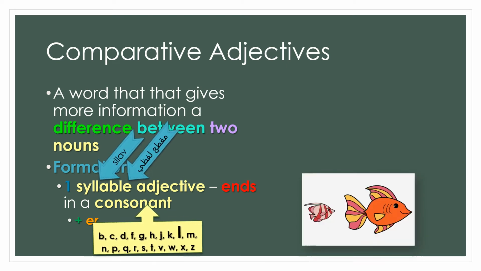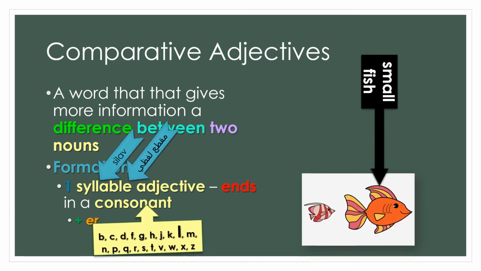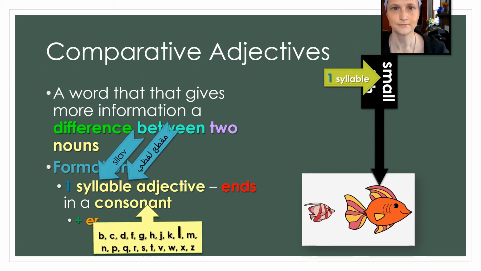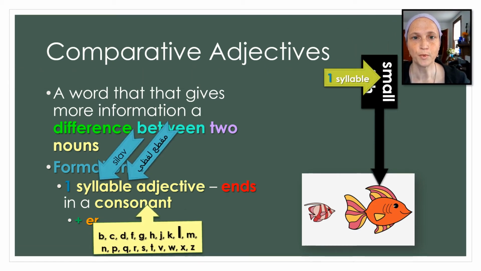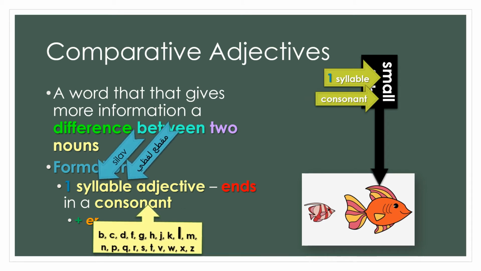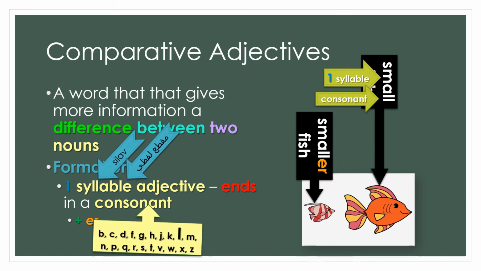Another example, small fish. Small, one syllable. The word small ends in the consonant L. So to make small into a comparative adjective, you add the letters ER. Smaller fish. This fish is a smaller fish than the other fish.